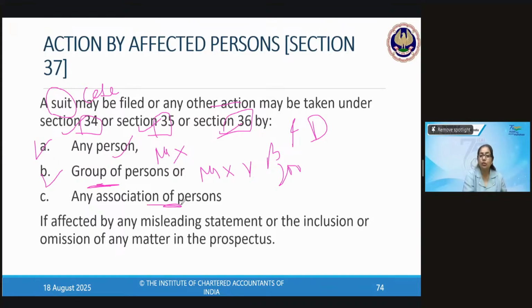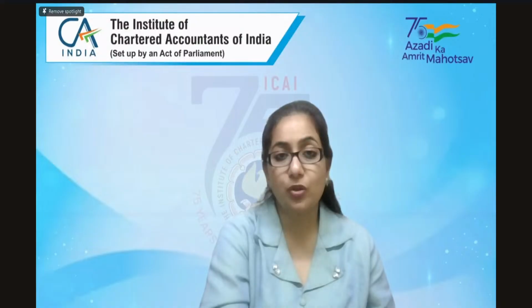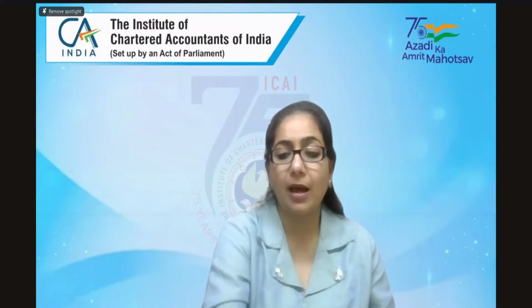And any other association of persons, if they are affected by the misleading statement or inclusion or omission in the prospectus, then they can file a case against the company. So all these affected persons can either file the case individually, or group of persons can file, or any association of persons. So have you heard about Satyam case which happened in Hyderabad long back?